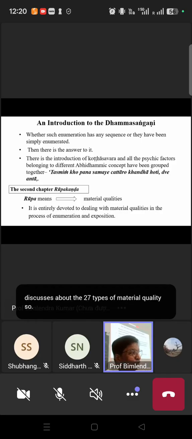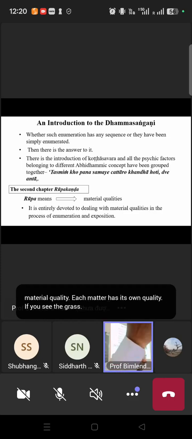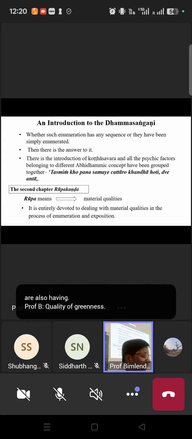Rup is translated as form and object. There are so many translations, but it has been translated in the Indian context, which suits our Indian mind, as material quality. Each matter has its own quality. If you see the grass or the leaves of the tree, they also have the quality of greenness. So in that sense, all matter is called material quality.